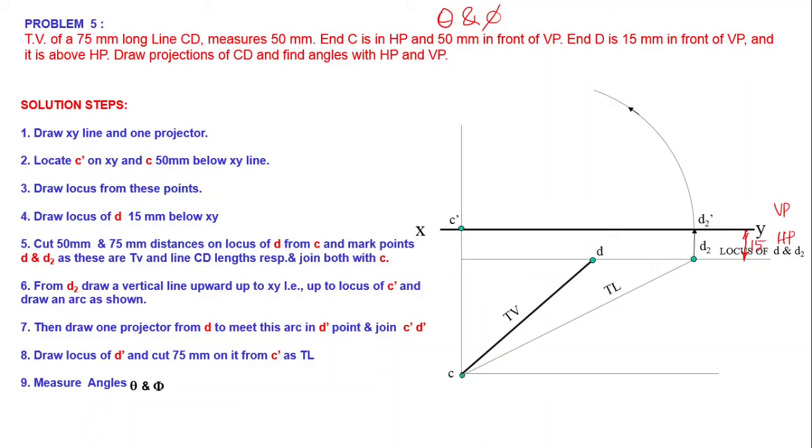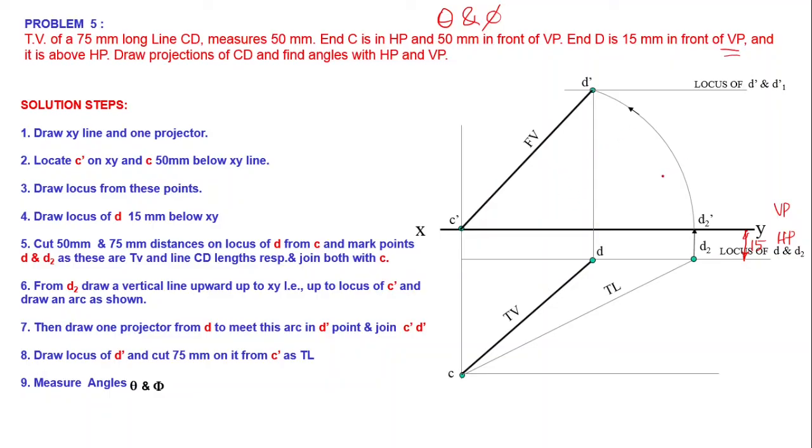But we didn't have the locus of this end point D in elevation, because that above HP distance is not given. But we know that the end projector which is passing through point D must pass through D dash also. That is the concept. Then we can locate D dash by projecting a line which is passing through D and finding the intersecting point of that line with this particular arc. Then we can locate D dash. Then we can draw the front view like this, C dash D dash, and we can draw the locus of D dash and D1 dash like this.